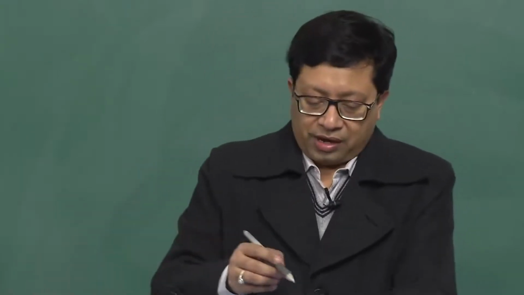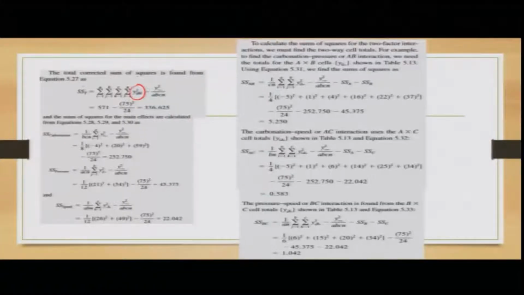So, if you have the sum of the squares, the value of the sum of the squares for the total corresponding to the case.